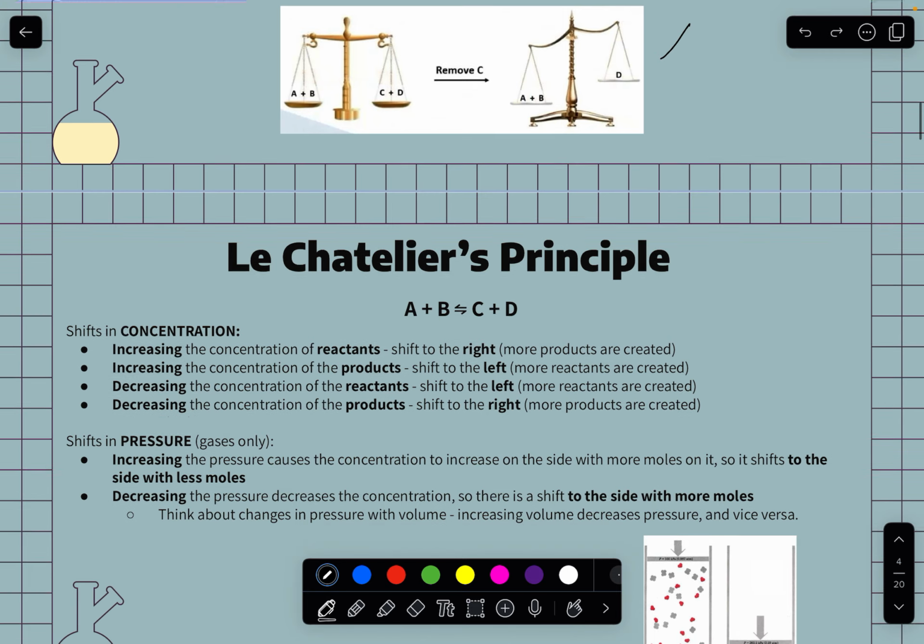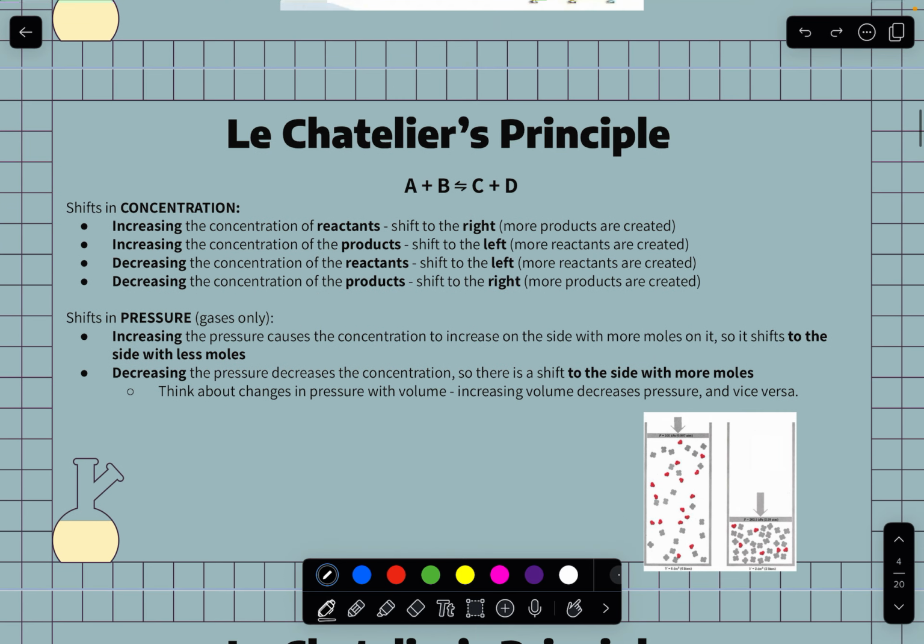Okay. So with Le Chatelier's principle, there are a few different shifts we can have. We can have shifts in concentration. If we increase the reactants, if we have more things on the left, we want to get rid of them, so it'll shift to the right. So if we have an increase in reactants, we're going to shift to the right. It doesn't matter if it's both reactants, or we can also just have an increase in one. If we have an increase in products, on the other side, it'll shift to the left.